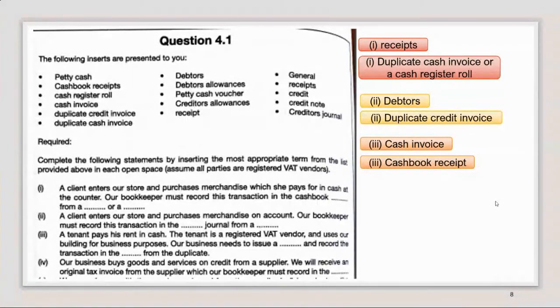Okay, let's look at number 4. Our business buys goods and services on credit from a supplier. We will receive an original tax invoice from the supplier, which our bookkeeper must record in the what? So where do we record any credit purchases from a supplier?